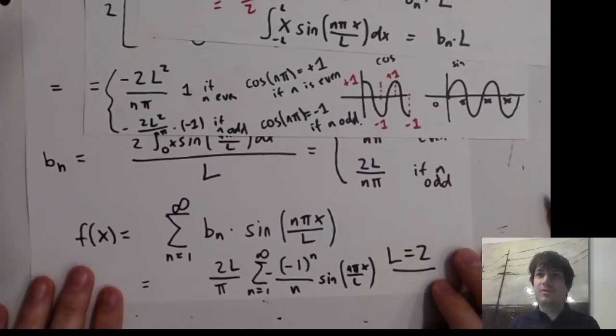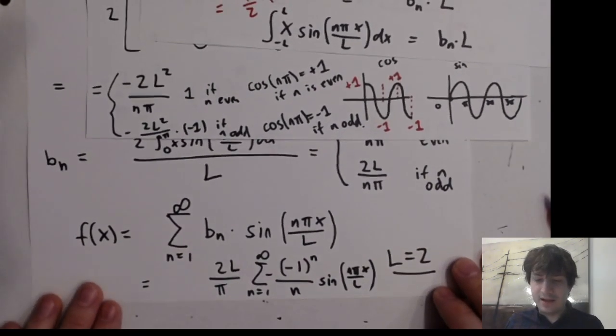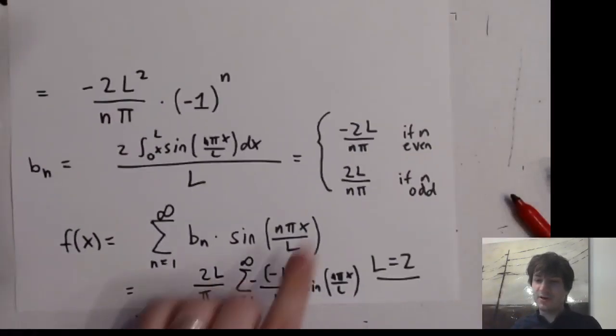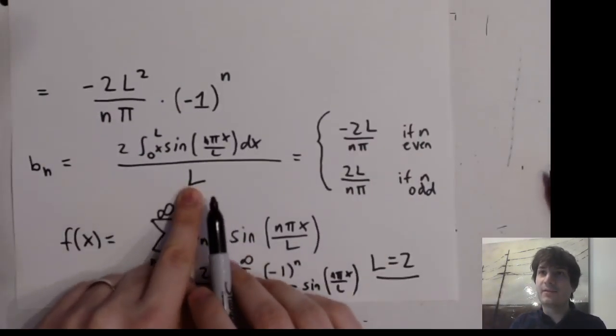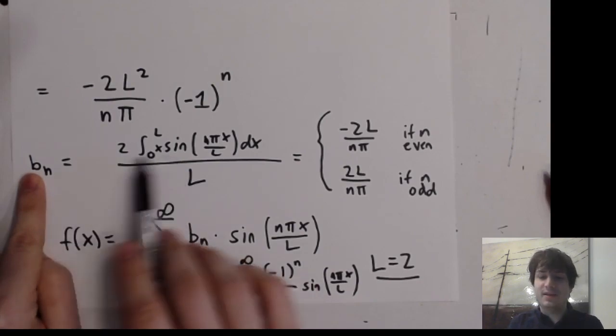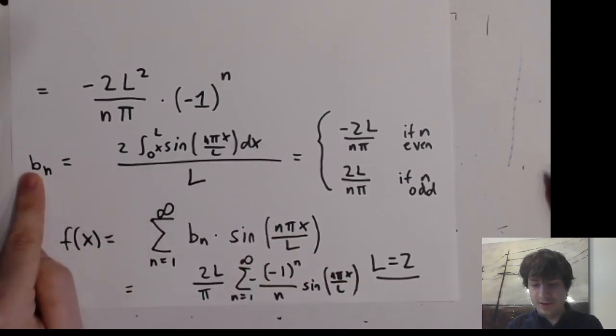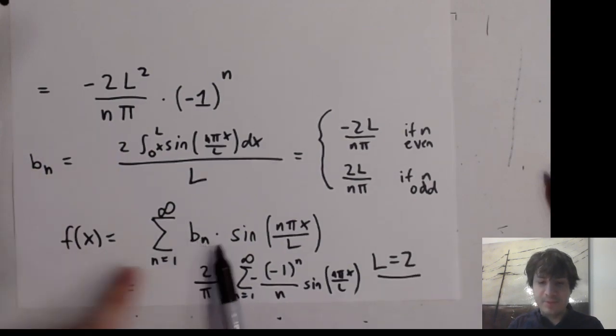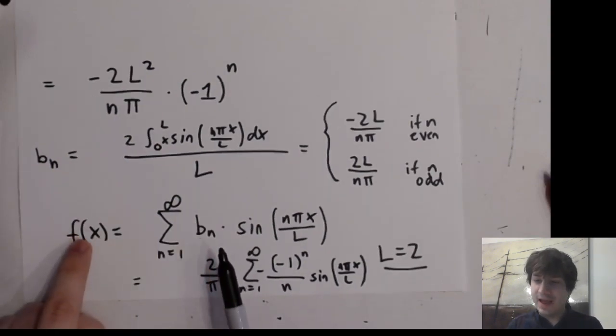Okay, L squared, right? Not L. The reason the L squared became an L was because I divided by L. So to find bn, you have to take the integral and divide it by L. Actually, you can always check units on these things as well. The bn's are supposed to have the same units as the f's.